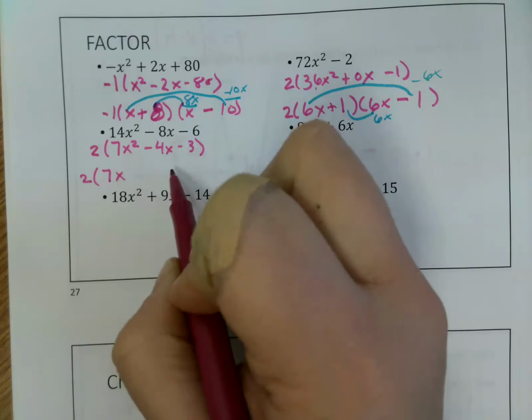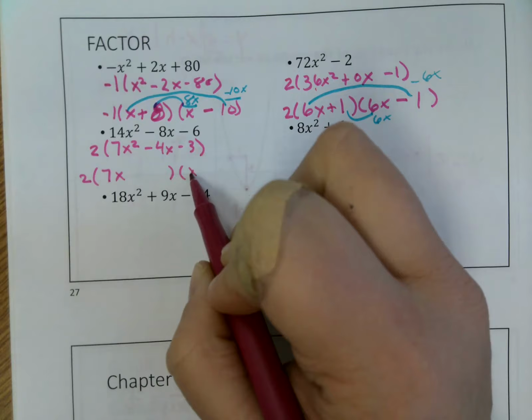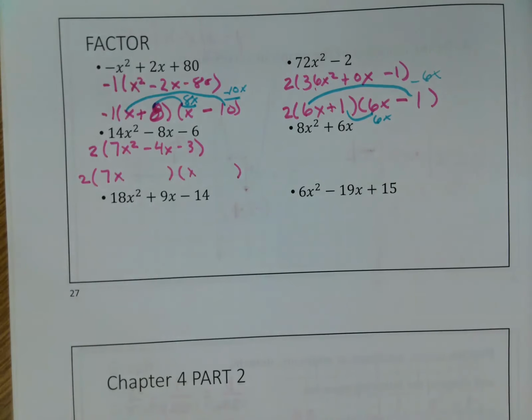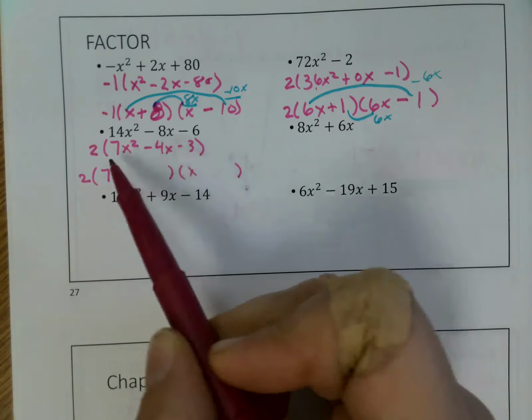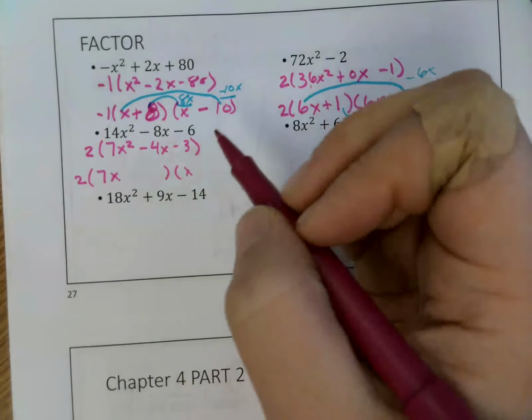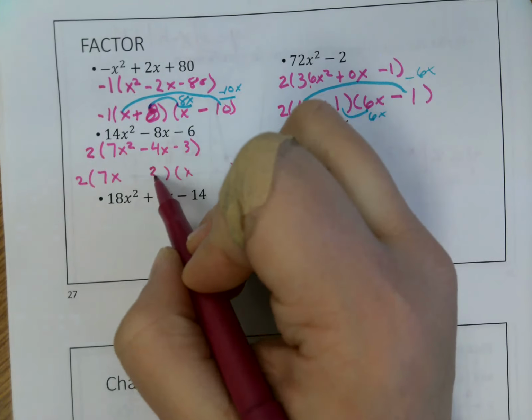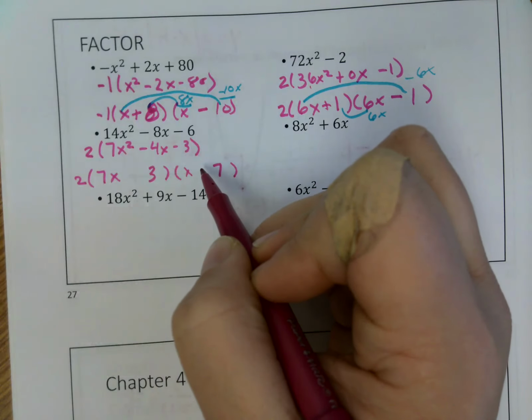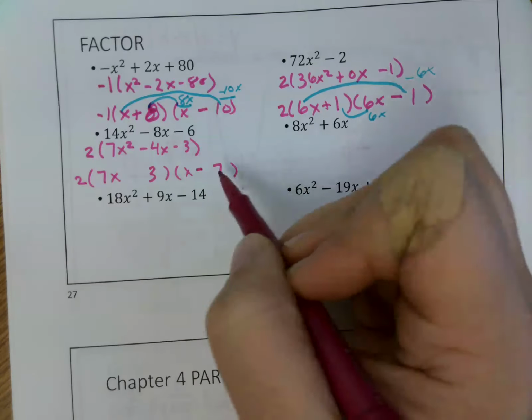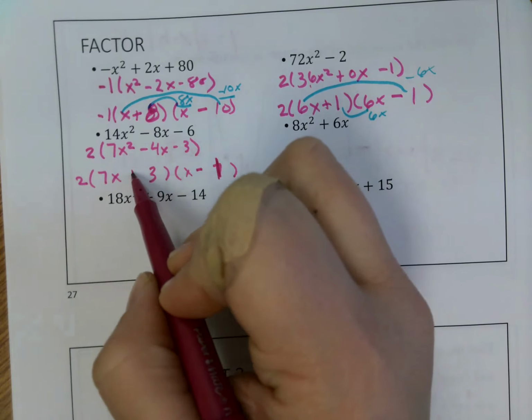So I have 7x and an x. So I have to use my factors of 3. This one's a little bit easier because both of these numbers are prime. So I'm going to guess and check the 3 here and the 7 here. One of them has to be negative. I'm going to put the negative, sorry, that's a 1 with the 1 and the positive here.